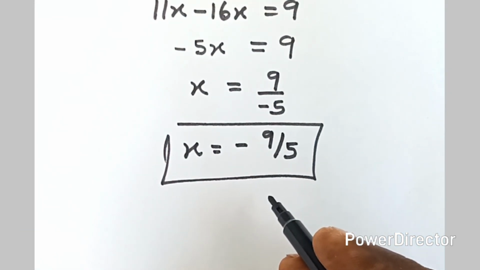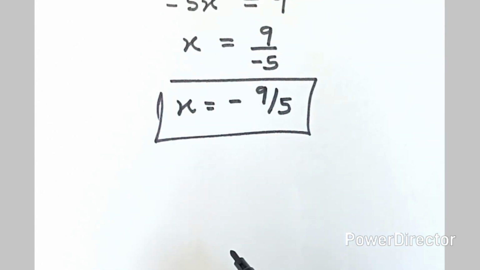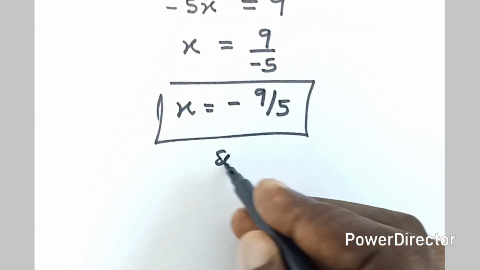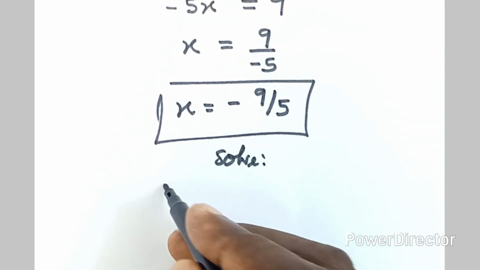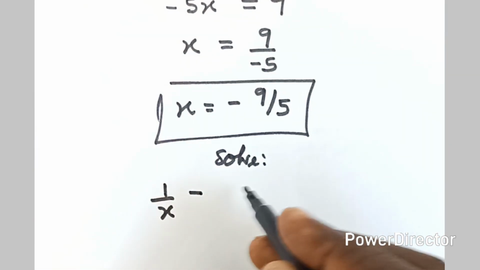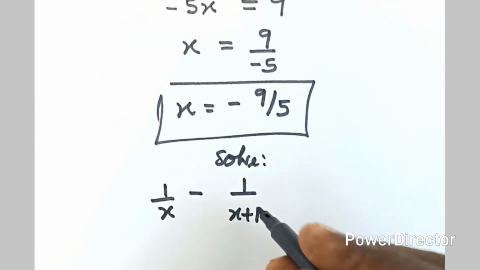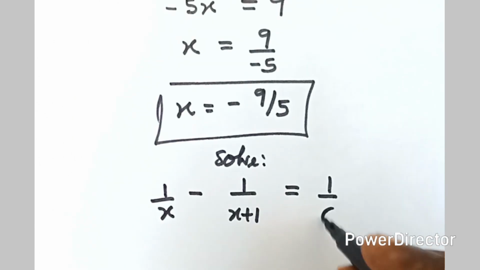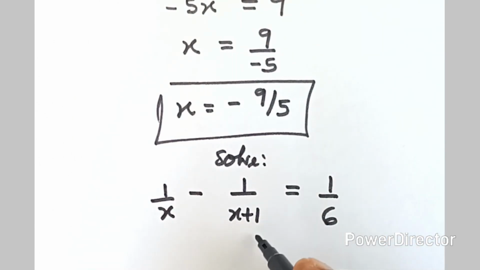Now let's solve something very similar to that. Let's solve this: 1 over x minus 1 over x plus 1 equals to 1 over 6. All right, so let's solve this and write our answer under the comment section.